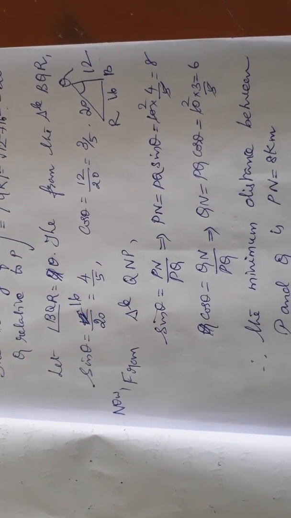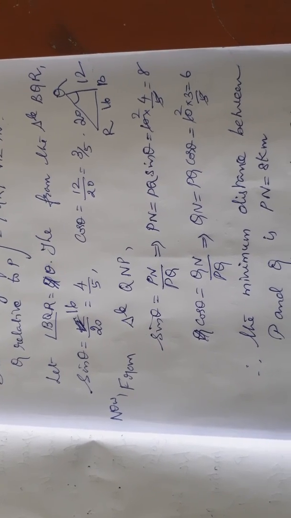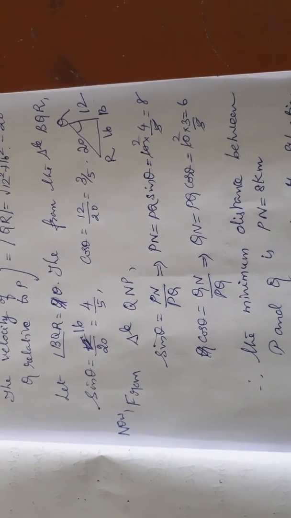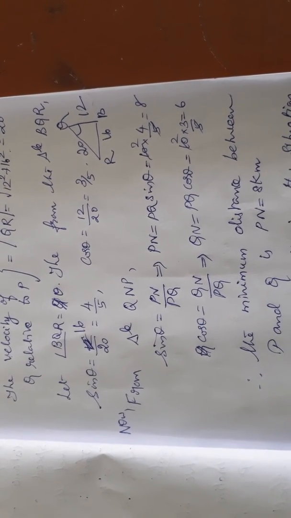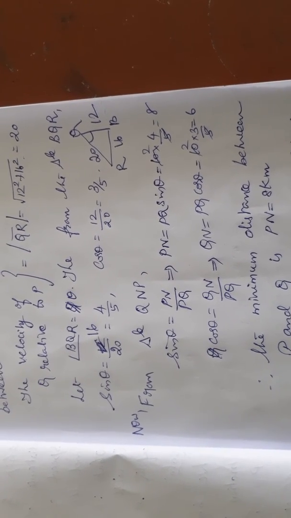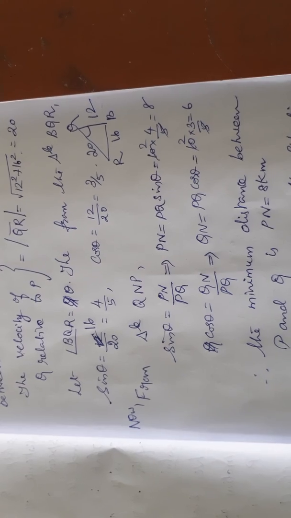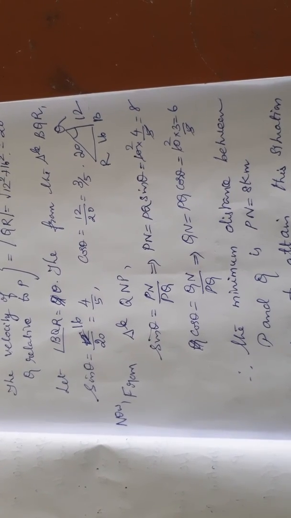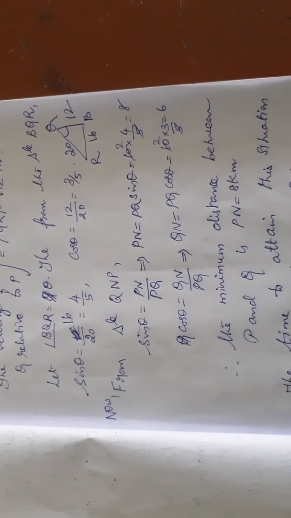So sin theta is equal to PN by PQ, which implies PN is equal to PQ sin theta, which is equal to, PQ is the distance in between, that is 10, and sin theta we already got as 4 by 5. On simplifying that, PN is 8. Cos theta is equal to QN by PQ, which implies QN is equal to PQ cos theta, which is equal to 10 into cos theta, which we already calculated as 3 by 5. So 10 into 3 by 5 is equal to 6, that is QN is equal to 6. Therefore the minimum distance between the ships P and Q is PN, which is equal to 8 km.